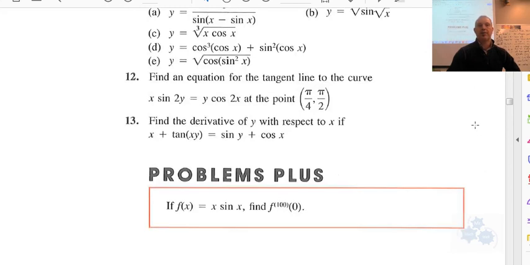Ooh, problem plus. These are fun. You should do the problem plus too sometime. I think there's almost always a problem plus at the end of the section.